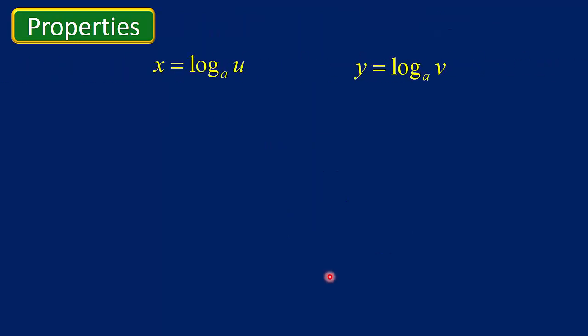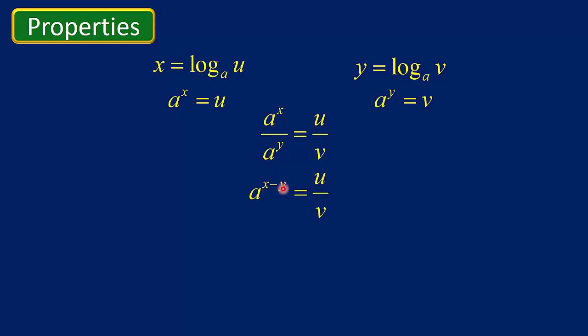Now, let's go back and look at this same thing. x equals log base a of u, y equals log base a of v. Let's convert these to exponent form, and this time we'll divide. Instead of multiplying a to the x times a to the y, we'll divide. So a to the x divided by a to the y is the same as u over v. Once again, we'll use a property of exponents to rewrite this as a to the x minus y. Now let's convert it back to log form. So it's log base a of u over v and x minus y over here.